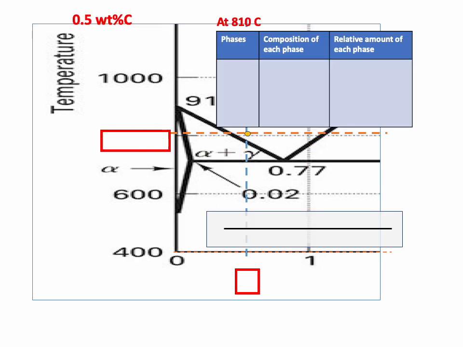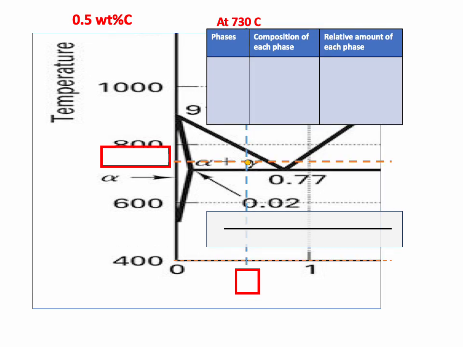Let's go back and look at 810 for the 0.5. Nope, that was right. Okay. Just wanted to check. At 730C, I will have 2 phases, alpha and gamma, alpha having formed on the gamma grain boundaries. So I've got alpha and gamma.